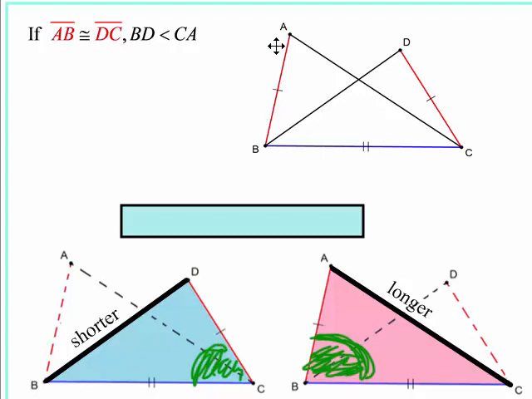Let's see, I got AB. DC is a matching pair of corresponding sides that are congruent. We have the reflexive property: BC is congruent to itself. So then you need to visualize that this triangle right here, look, red and blue, and another one right here, red and blue. Let me get rid of these scribblings.